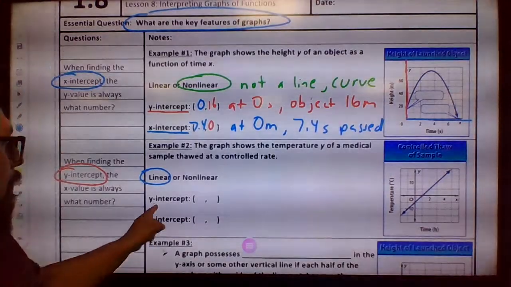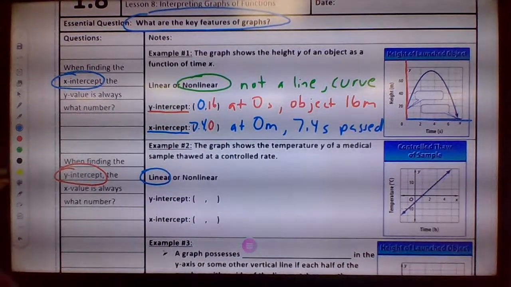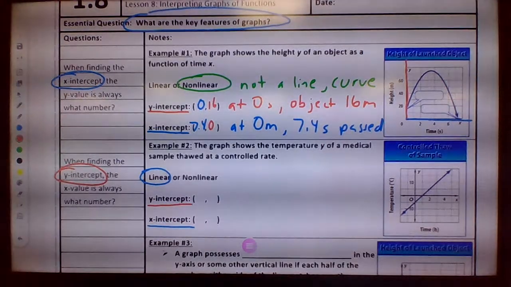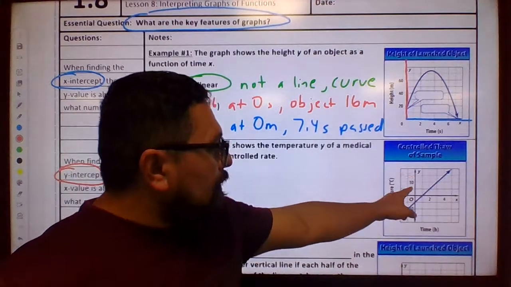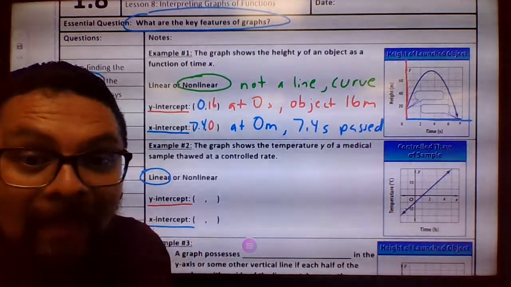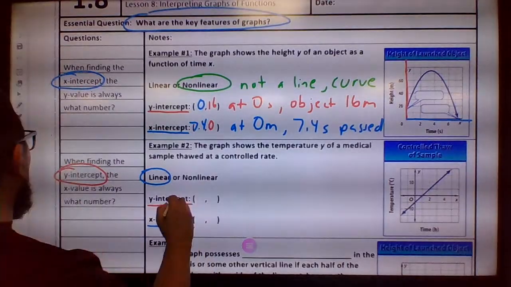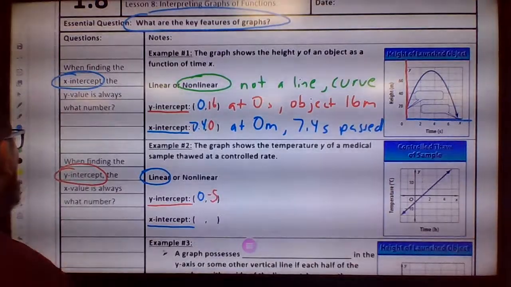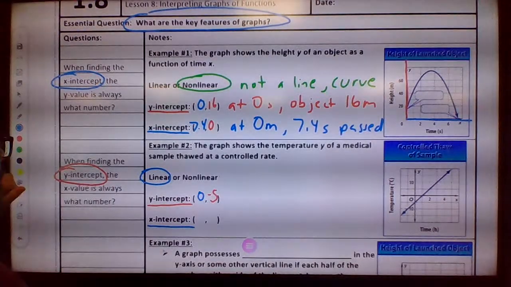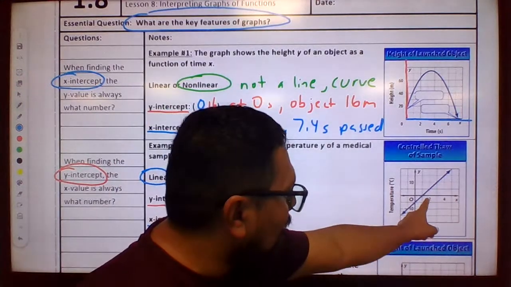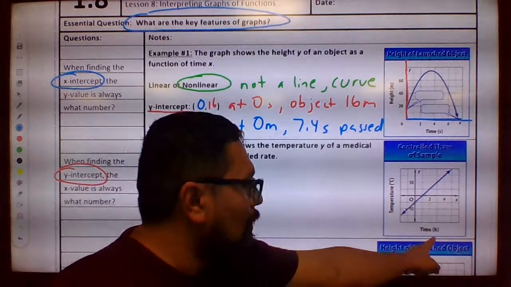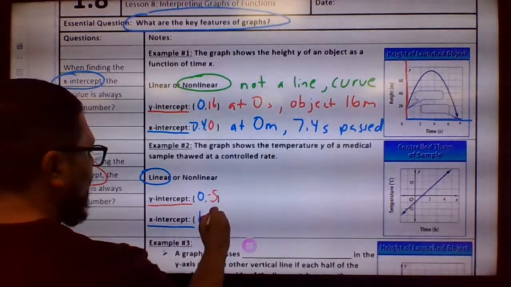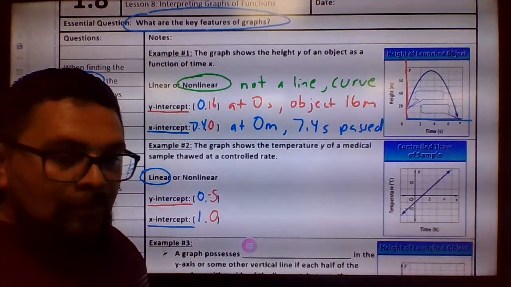Now let's look at the Y-intercept and X-intercept. Your Y-intercept crosses at (0, -5) degrees. And the X-intercept looks like it crosses at 1, 1 hour. So it crosses at 1, and then this is 0.